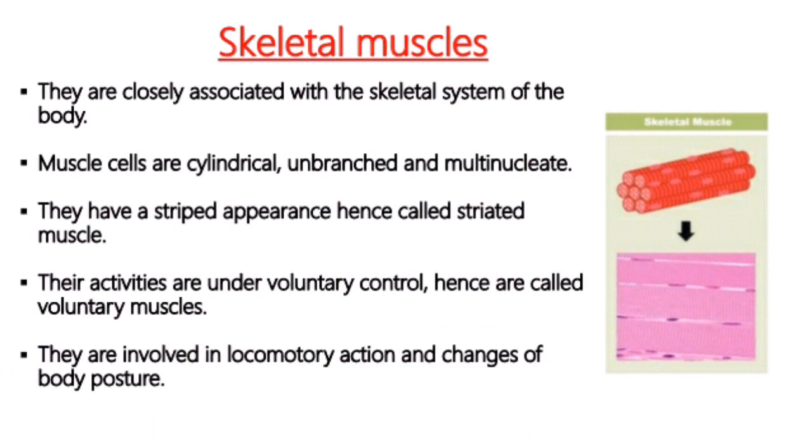Now see the skeletal muscles. They are closely associated with the skeletal system of the body. Muscle cells are cylindrical, unbranched and multinucleated. They have a striped appearance, hence are called striated muscles. Their activities are under voluntary control, hence are called voluntary muscles. They are involved in locomotory action and changes of body posture. So the muscles attached to our skeletal system that help in movement and locomotion are known as skeletal muscles.